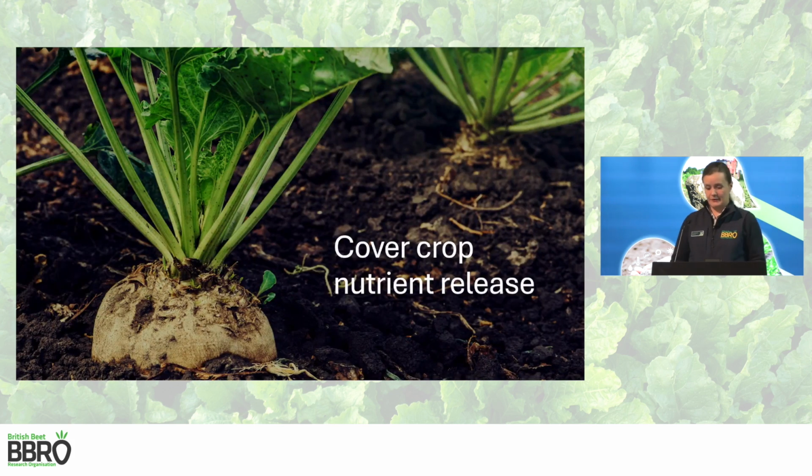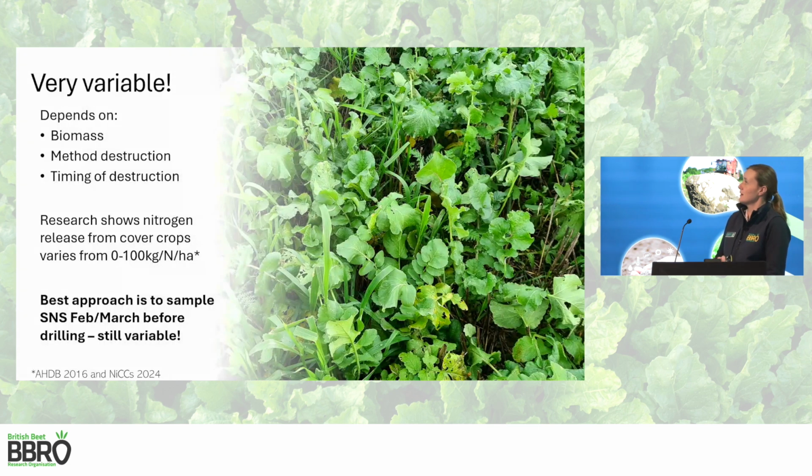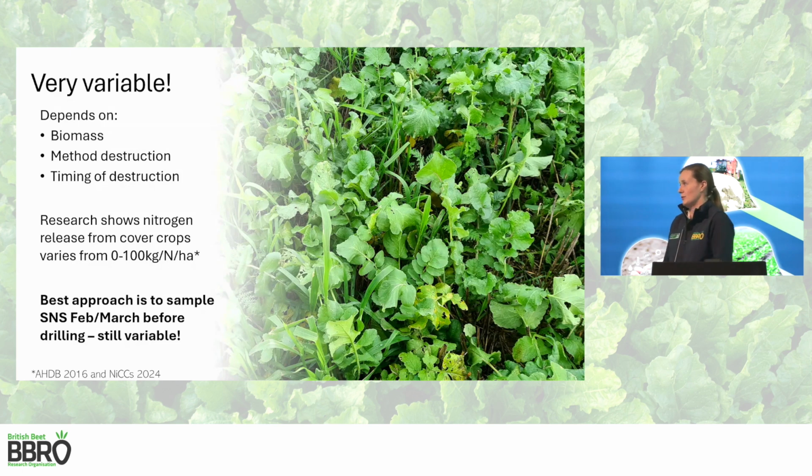So I won't go on about this too much because you can see that we've spoken about it earlier, but I just wanted to revisit in the context of nitrogen cover crop nutrient release. As I highlighted, just thinking about biomass, method of destruction and timing of destruction, again, that massive variation in potential release. Best approach, and when I say best, it's still not ideal, is again, going out and measuring your soil nitrogen supply in February or March time.